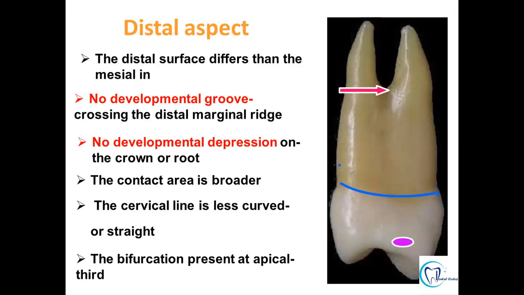When we compare the bifurcation, in the mesial aspect the bifurcation is at the middle, whereas in the distal aspect, it is in the apical third. So these are the distinguishing features, how you can differentiate the right first premolar from the left first premolar: there are no developmental grooves, no developmental depression, the contact points are broader, the cervical line is either straight or less curved, and the bifurcation is seen in the apical third. So these are the distinguishing features for comparing right from left.